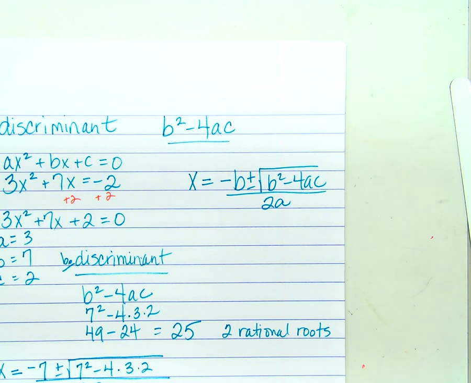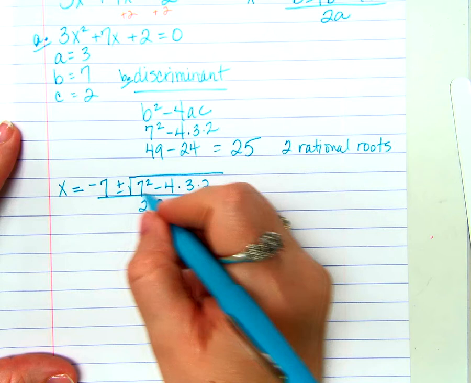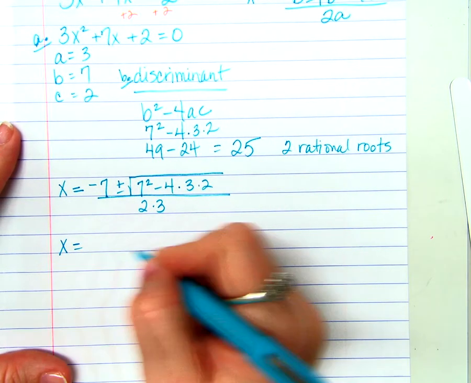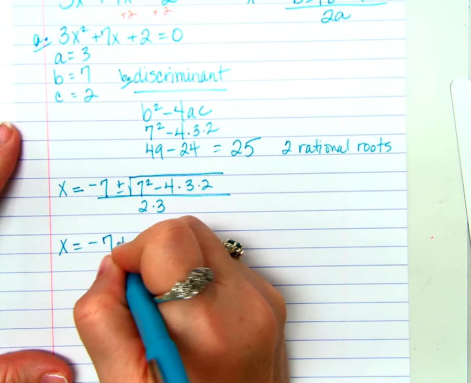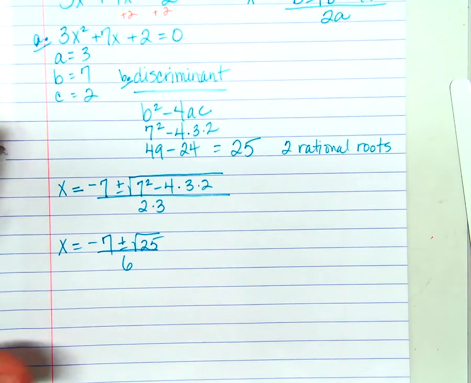Does that help a little bit? Discriminant is not some random formula that we have to remember. It is part of the quadratic formula. And since we know our awesome song, we also know the discriminant. So here's the fun part. I already did this math, so my next step can go straight here. X equals negative 7 plus or minus the square root of 25 over 6.